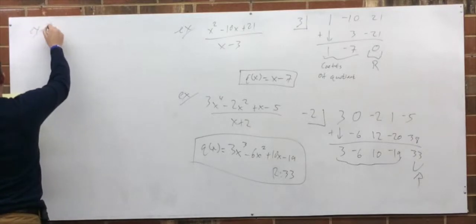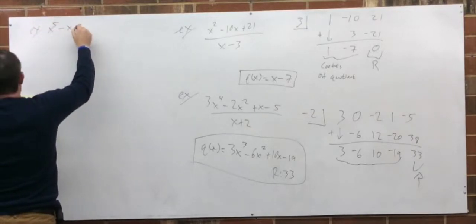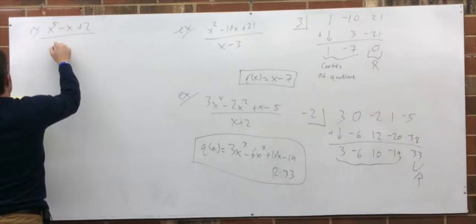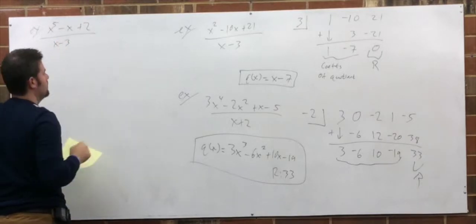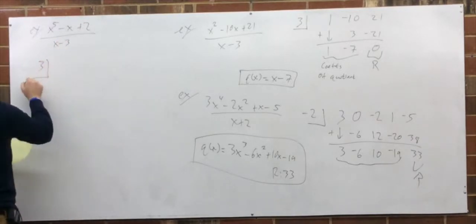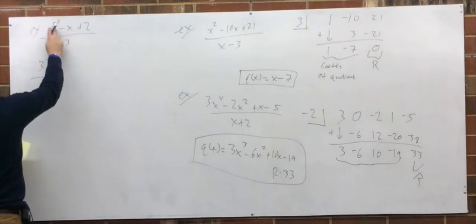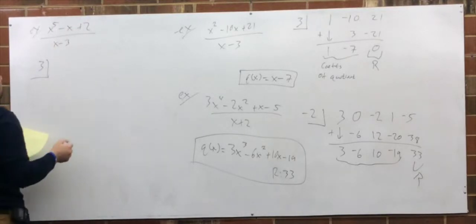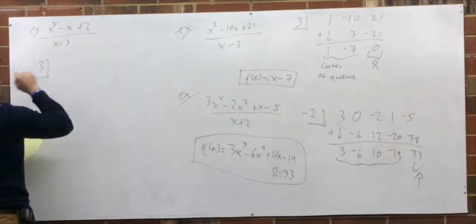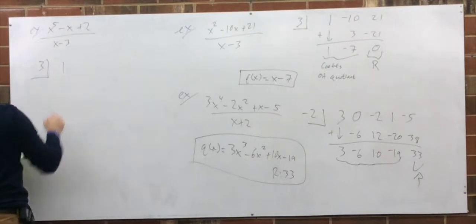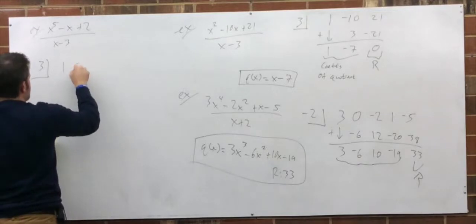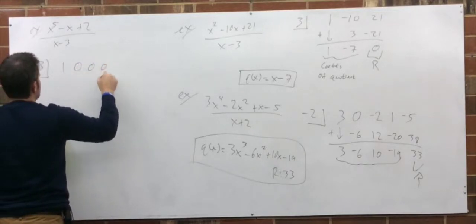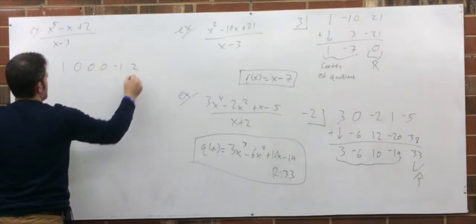So x to the 5th minus x plus 2 divided by x minus 3. We're going to put a positive 3 in the box. Be careful here, we start with an x to the 5th and we drop all the way down to an x to the 1st before we see anything else. So we have to account for all those terms in between. So we start with the first coefficient of 1. We have a 0, a 0, a 0, a negative 1, and a positive 2.